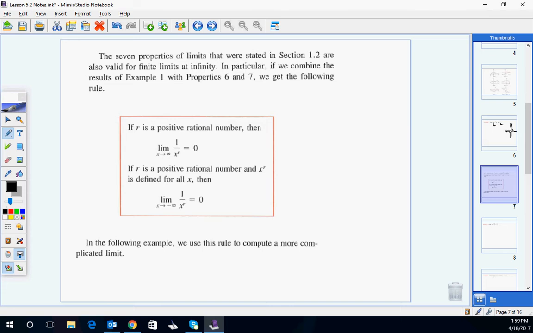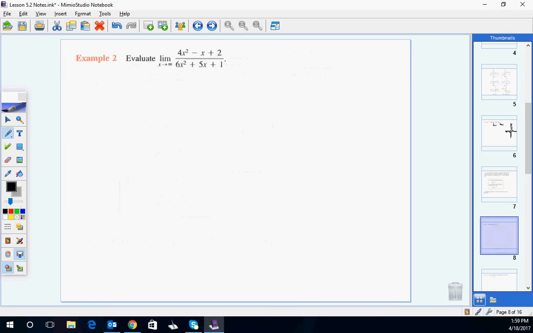All right, so let's look at this one. You'll see how easy this can be. So, evaluate this. Limit as x goes to infinity for 4x squared minus x plus 2 over 6x squared plus 5x plus 1.